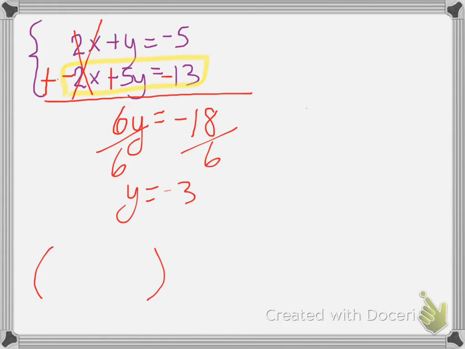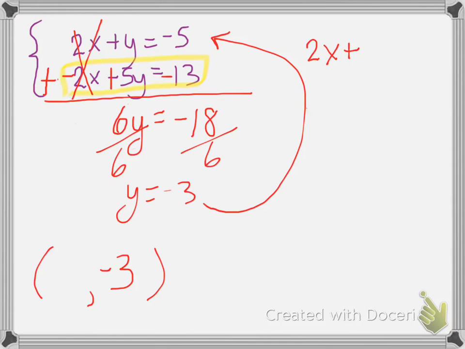So I got y this time, so I need to remember that that's in the y position. And now I want to plug back in and get x. I'm going to plug it in, or substitute it into the first equation. So 2x plus a negative 3 equals negative 5. So I'm going to add 3.